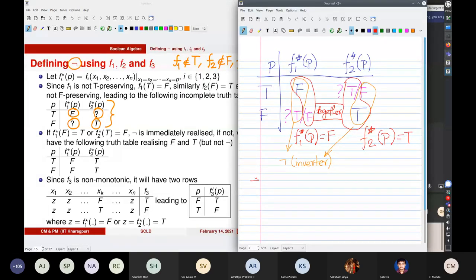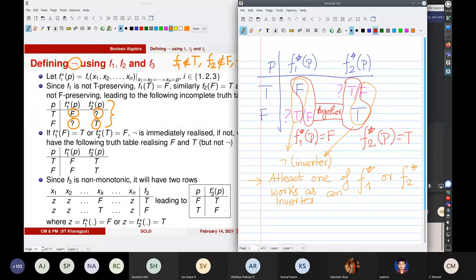One possibility, let me write it this way: at least one of F1 star or F2 star works as an inverter. This is one possibility.